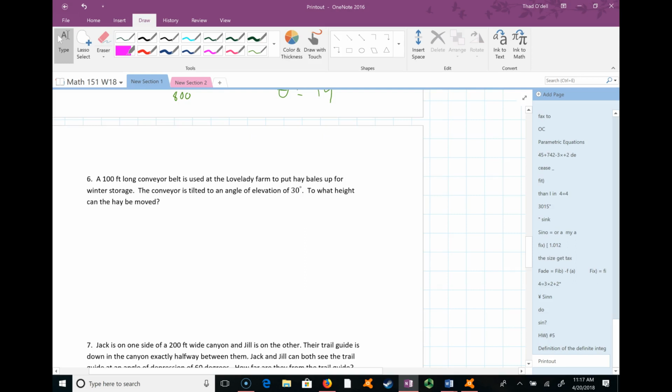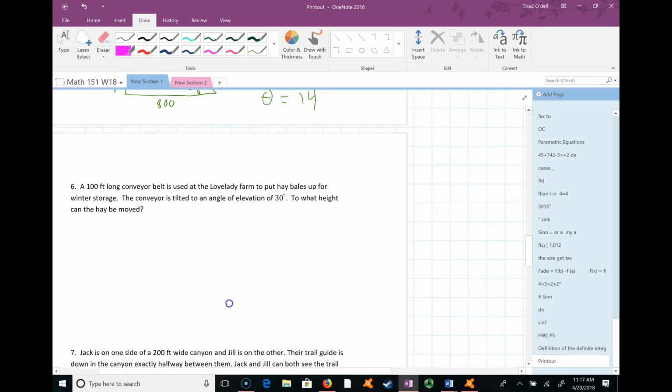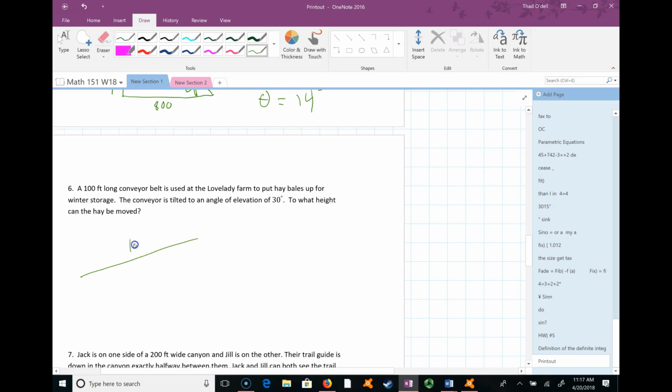This is the same problem as before, so I'm not going to redo that. Oh, actually, this is a different look at the same problem. So I still have that same 100-foot conveyor belt, so that's still 100 feet. And we're going to have a triangle. Here's the window to the barn. The conveyor is tilted at an angle of 30 degrees. So angle of elevation, so that means that's 30 degrees.